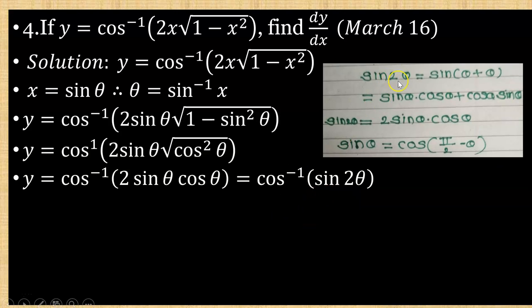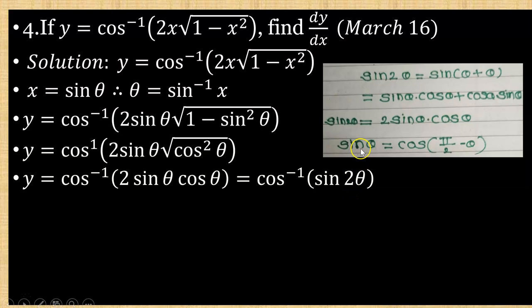Now see this here. What is sin of 2 theta? That is sin of theta plus theta. And here you will get the expansion of sin of a plus b, sin a cos b plus cos a sin b. But here a and b are the same, they are theta and theta. That is sin theta cos theta plus cos theta sin theta, and that's nothing but 2 sin theta cos theta. Therefore sin of 2 theta equals 2 sin theta cos theta. This is a formula we have applied here. So 2 sin theta cos theta means sin of 2 theta.